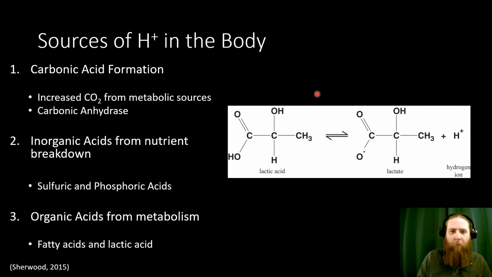So if we have increased workout, we get increased lactic acid, which breaks down to lactate and a hydrogen ion and increases the acidity inside of the body. So how do we combat all of these H plus sources? Because the whole point of the excretory system and urinary system and the acid-base chemistry here is to make sure that our input equals our output. So how do we make sure that all of our body tissues don't become acidic?